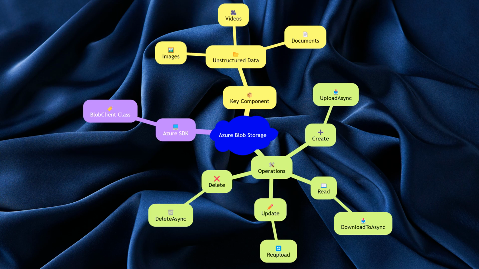Blobs are a key component of Azure Storage, used for storing unstructured data such as images, videos, and documents. Using the Azure SDK, you can perform CRUD (create, read, update, delete) operations on blobs. For example, to upload a blob in .NET, you would use the BlobClient class and call the UploadAsync method. Similarly, you can download a blob using the DownloadToAsync method, update a blob by re-uploading it, and delete a blob using the DeleteAsync method. These operations allow you to manage your blob data efficiently.